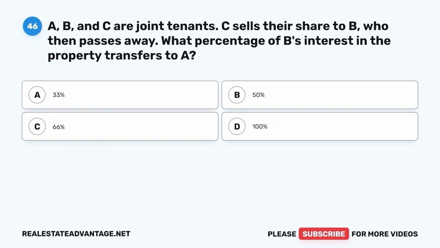Question 46. A, B, and C are joint tenants. C sells their share to B, who then passes away. What percentage of B's interest in the property transfers to A? A. 33%, B. 50%, C.